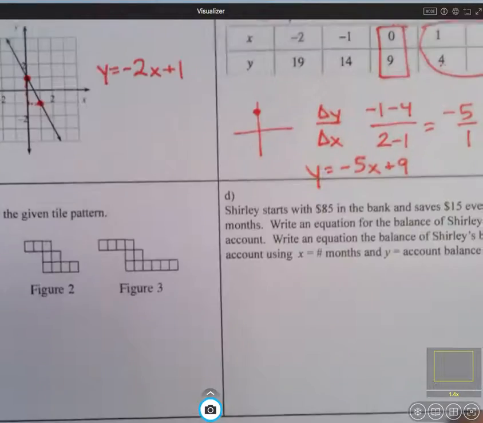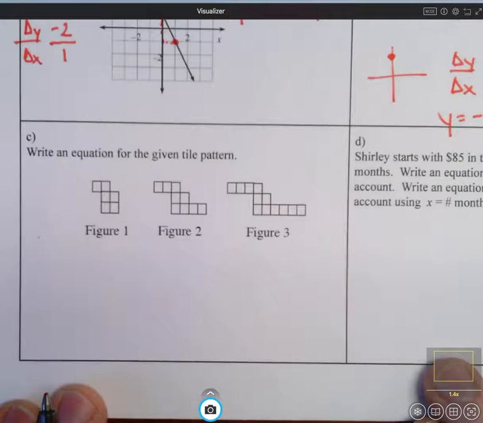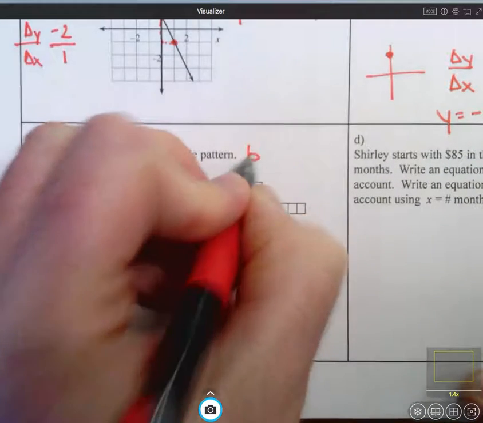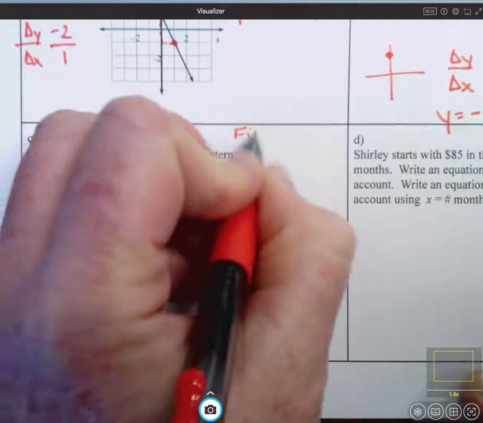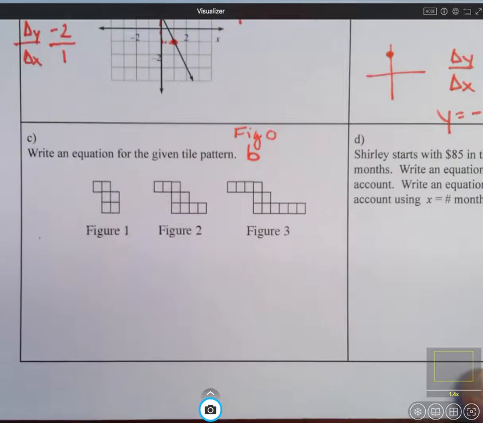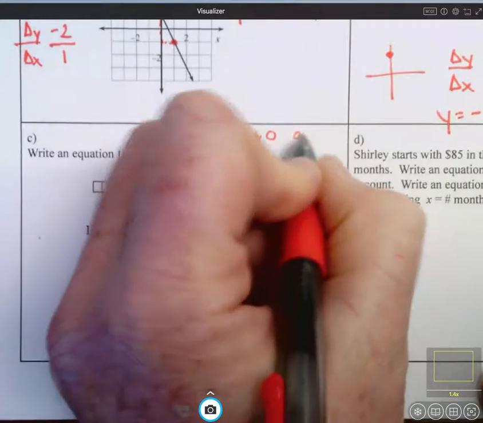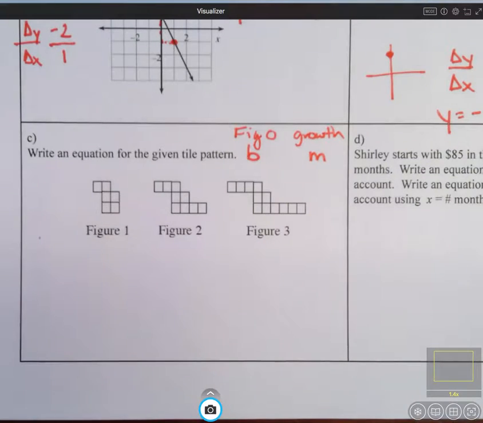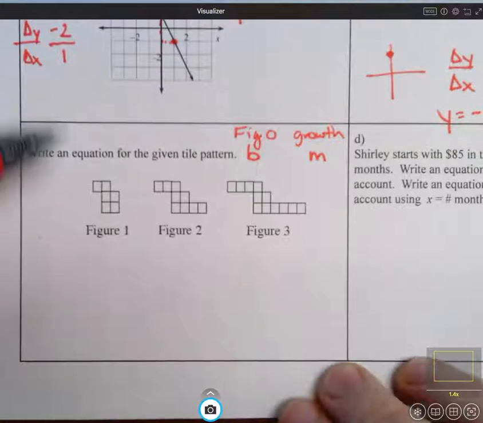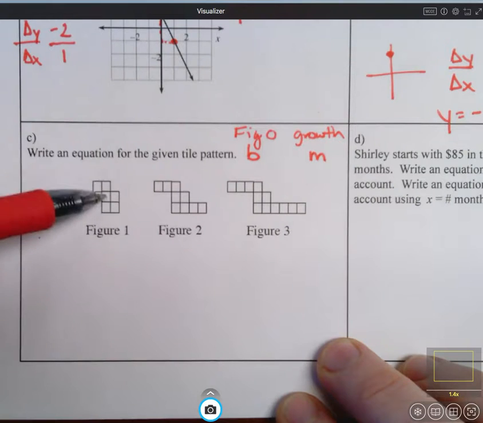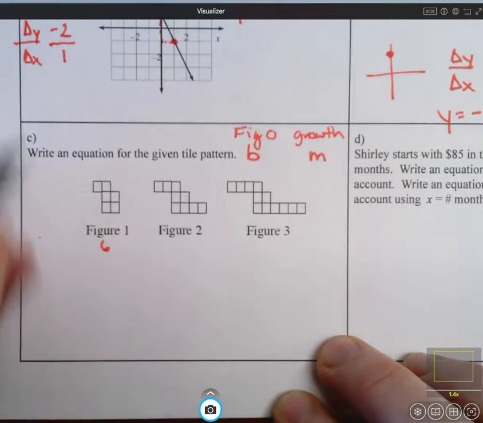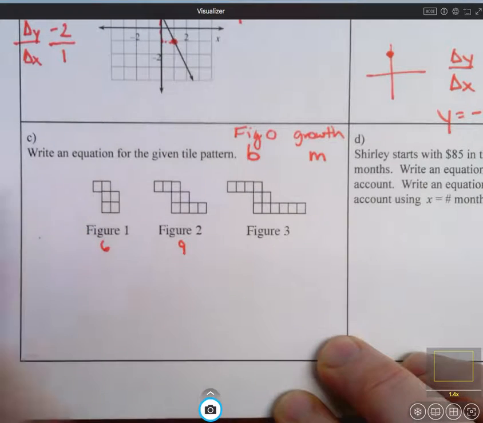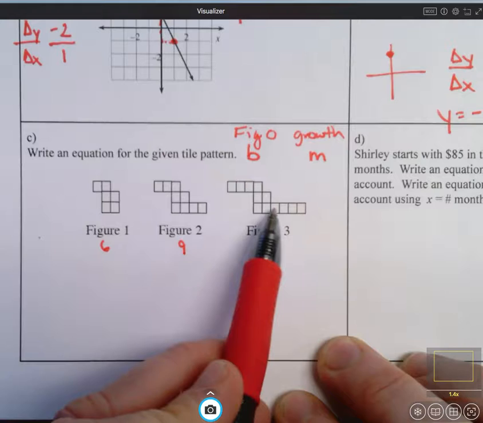All right, let's take a look at C. Write an equation for the given tile pattern. So I need my beginning value, which is figure 0, and I need my growth rate, which is my slope, assuming this is linear. So let's see here. I've got 2, 3, 4, 5, 6. I have 3, 4, 5, 6, 7, 8, 9. I have 4, 5, 6, 7, 8, 9, 10, 11, 12.